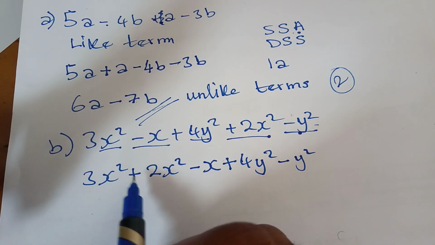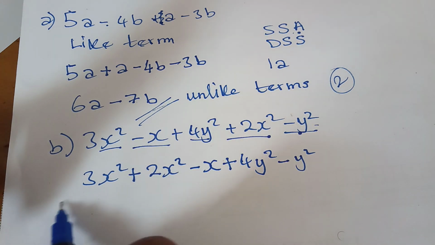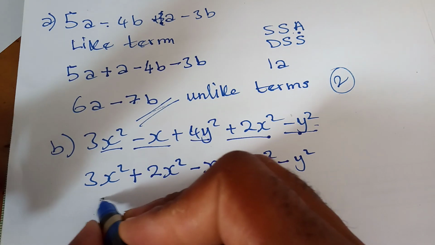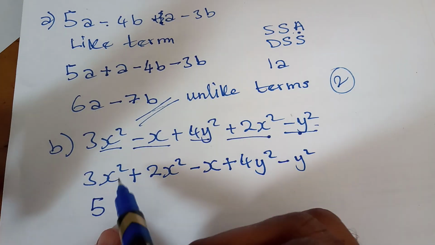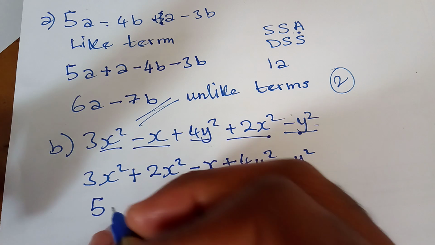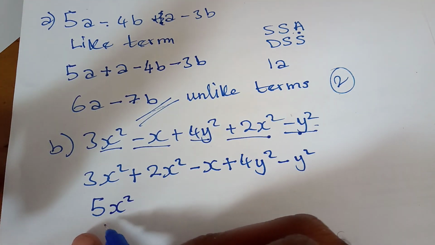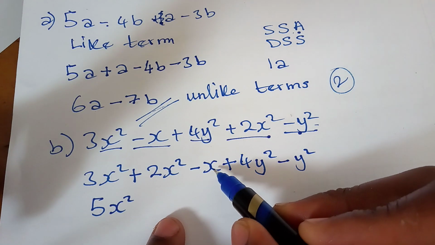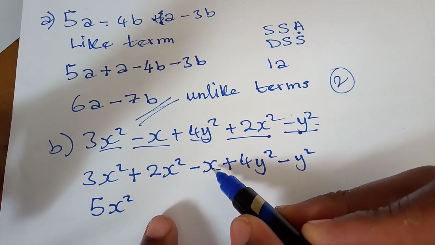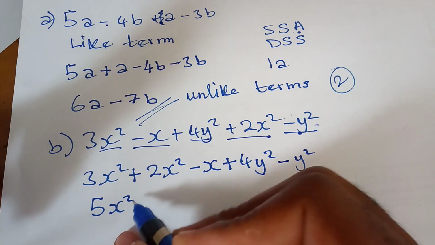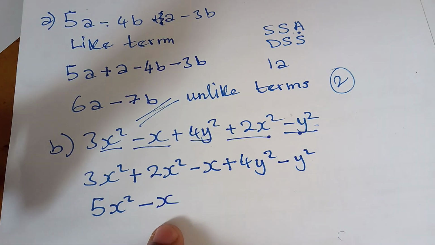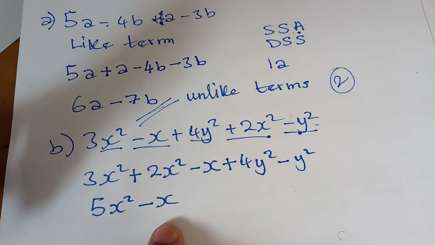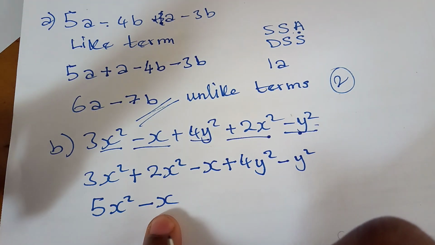So 3x squared plus 2x squared, this is straightforward. This is like saying 3 plus 2. This is a 5, right? And then you have an x squared attached to it. So this will be 5x squared. And then next we have an x. This one has no friend. It's lonely. So we can just write it as it is. There's nothing to add to it, we have nothing to subtract from it. So we just leave it like that.